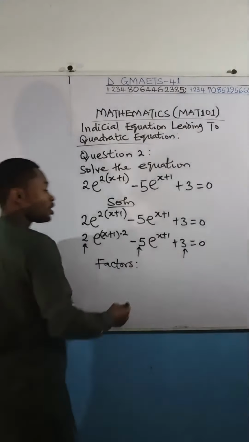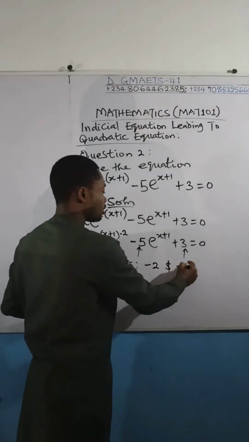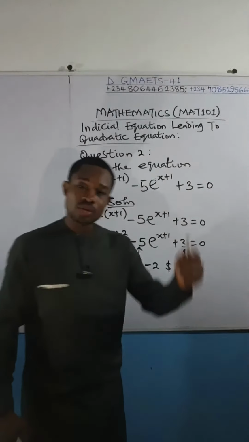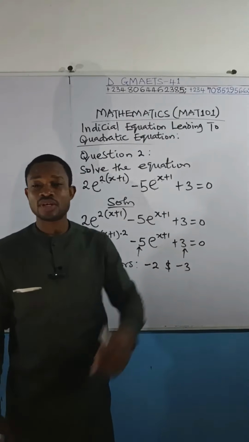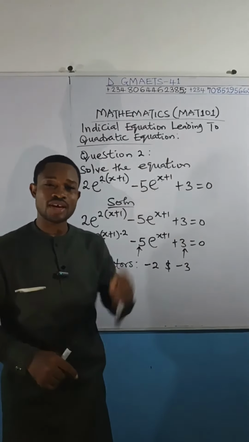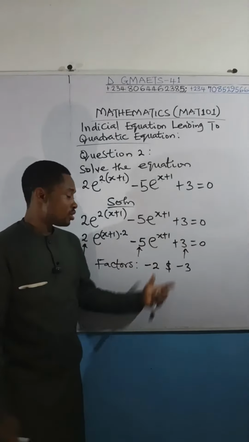The factors that will do that for us are minus 2 and minus 3. If you multiply minus 2 times minus 3, you get plus 6. Minus times minus changes to plus. 2 times 3, 6. And if you add minus 2 plus minus 3, you get minus 2 minus 3, which will be equal to minus 5. So these are the factors.